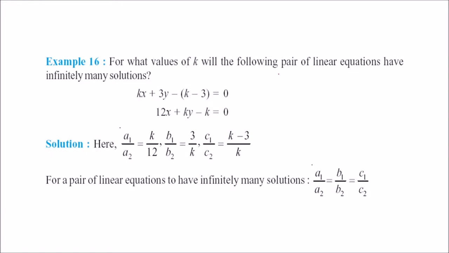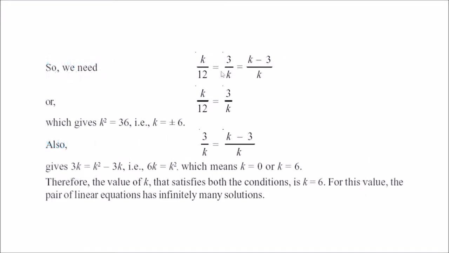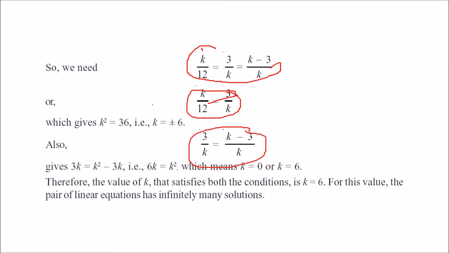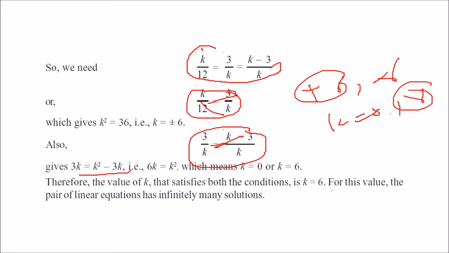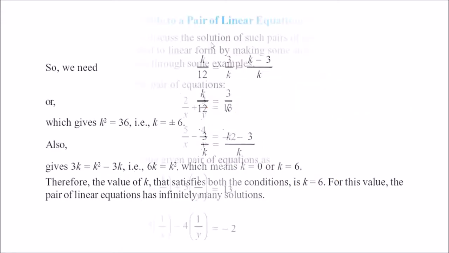Now for what value of k does the following pair of equations have infinitely many solutions? You know for infinite solutions, a1 by a2 has to be equal to b1 by b2 equal to c1 by c2. This is a1, this is b1, this is c1, and a2, b2, c2. Place it here. So by first you get this one, by second you get this one. By first solving this, k square will be equal to 36, so k can be equal to plus 6 and minus 6. How about solving the other two? You get k equal to 0 or 6. So combining this, you take plus 6 as the answer. K is equal to 6. When k is equal to 6, you get infinitely many solutions.